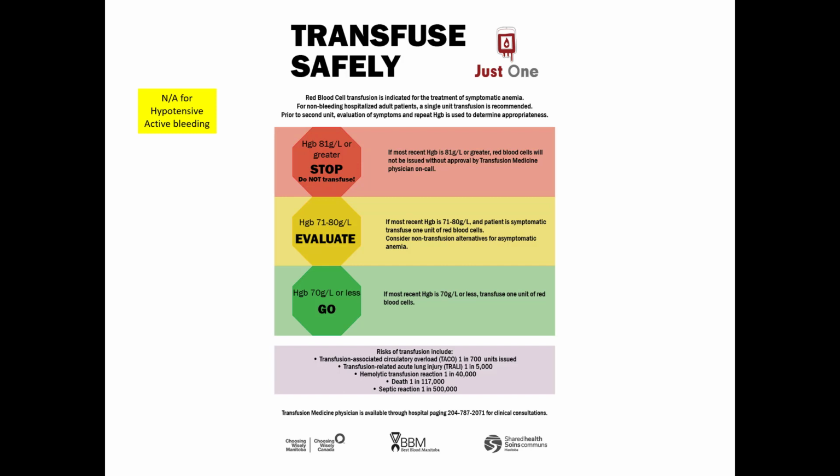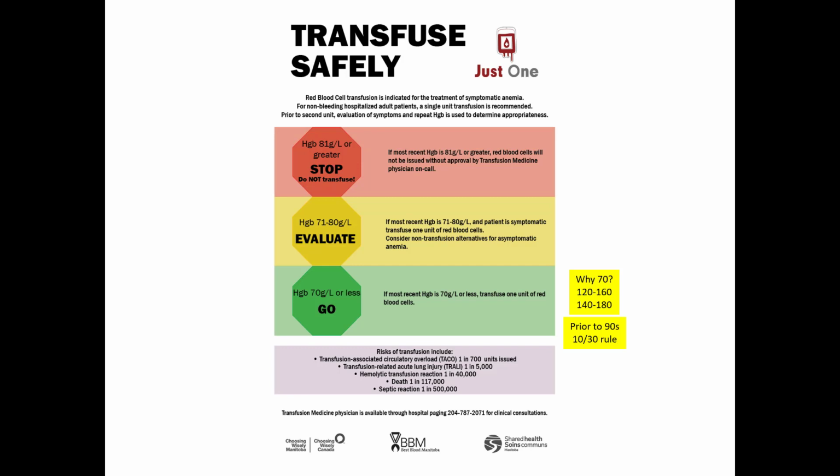For patients who are presenting with active clinical bleeding and are hypotensive and in shock, it would be inappropriate to use such a restrictive transfusion practice, and transfusion in that setting is often dictated by clinical judgment at the bedside. Now, focusing on the green bar, the current recommendation by this group and most clinical evidence is that a single unit of red cells should be transfused if the hemoglobin is 70 grams per liter or less.